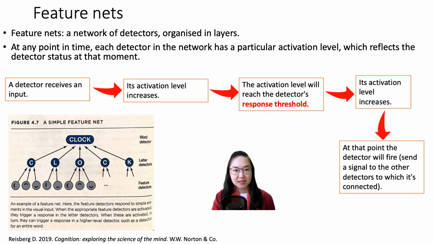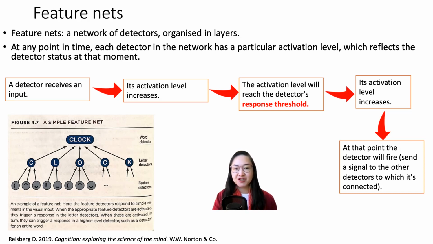On the left-hand side, you can see a picture of a simple feature net, for example, CLOCK. On the bottom, you see the feature detectors, symbols like curve shapes. Above those, you see C, L, O, C, K, the letter detectors. And then you see the word CLOCK, the word detector. Here is an example of a feature net.